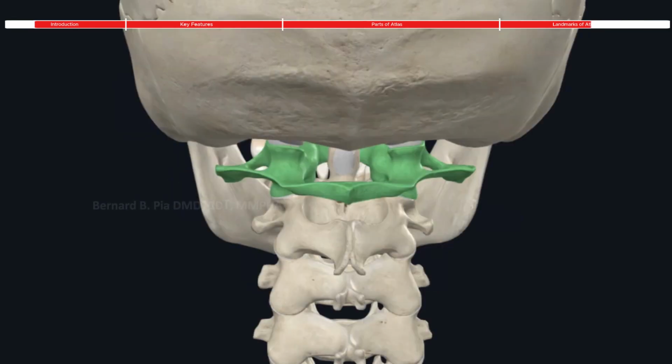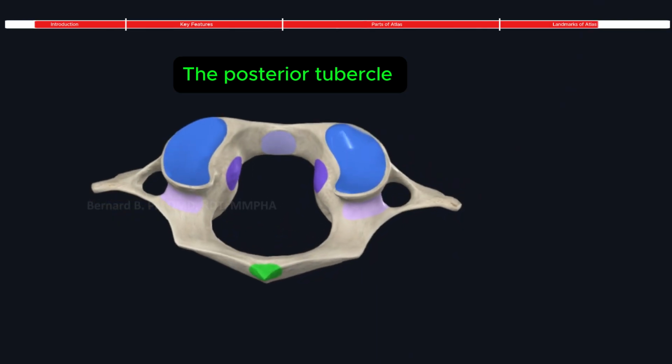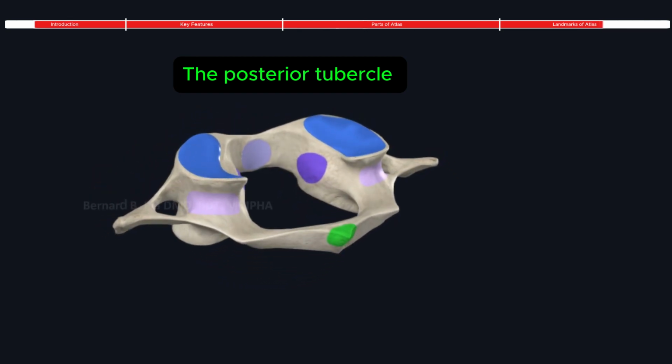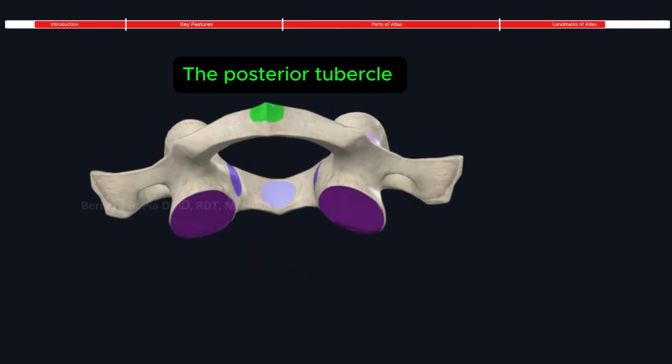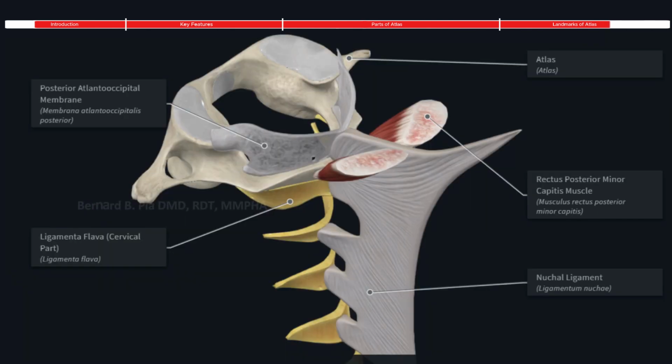5. The posterior tubercle is the rough, small prominence found along the midline on the posterior aspect of the posterior arch of atlas, first cervical vertebra. It is the equivalent of the spinous processes of other cervical vertebrae and provides an attachment site for the nuchal ligament.